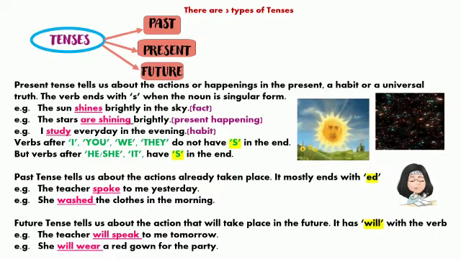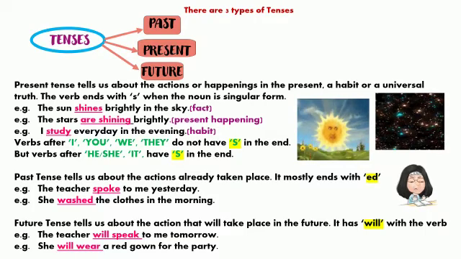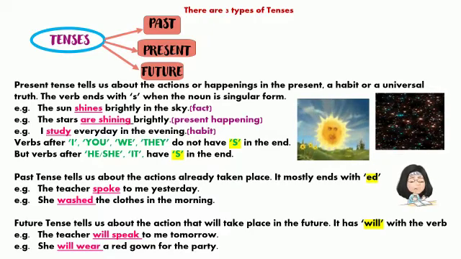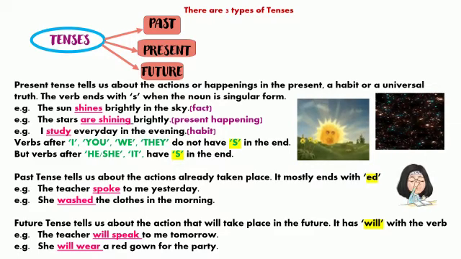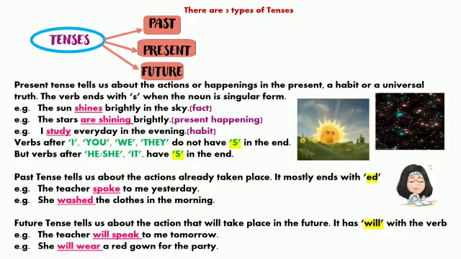So this is how you're going to do your three tenses: the present tense, the past tense, and the future tense. Present tense deals with the action which is happening right now or in the present. Past tense speaks about the action already taken place, and future tense speaks about the action which is going to take place in the future.